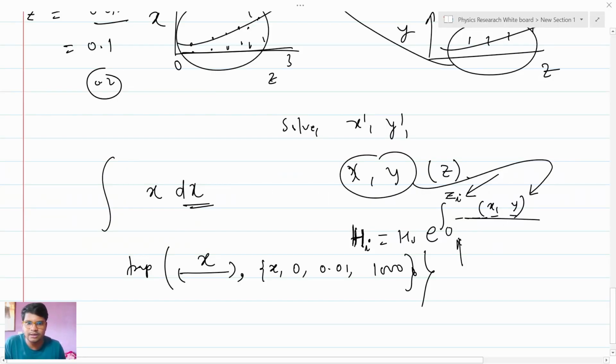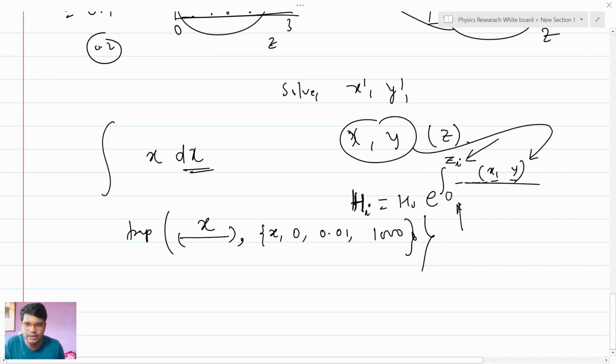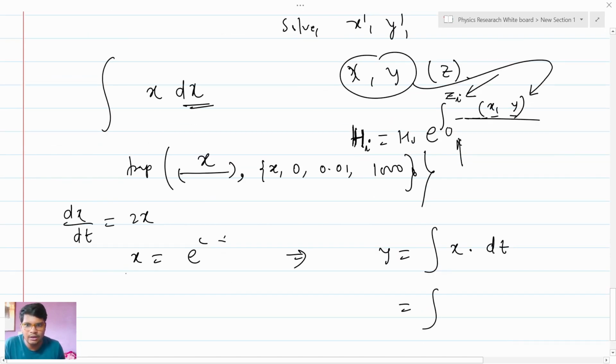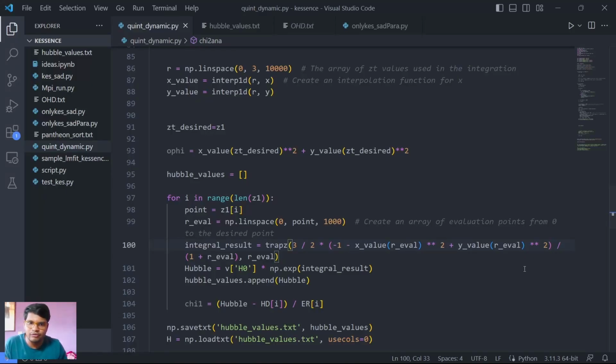Suppose I want to integrate, let us say dx over dt is equal to 2x. It will tell you that x is equal to e to the power something. Now I am going to integrate this one. Let us say y is equal to the integral of x dt. So I will again use this function and then integrate it. That is the result, and we have to understand what the complete value of this should be.